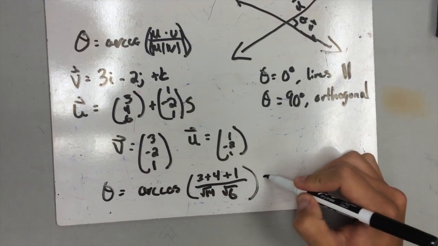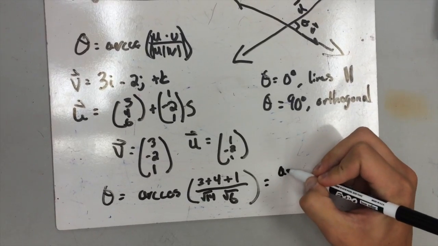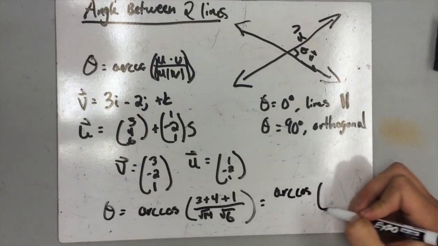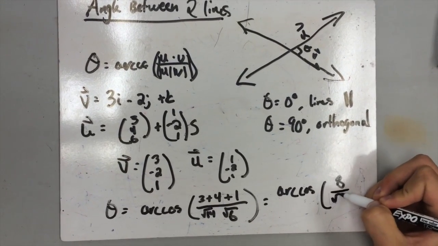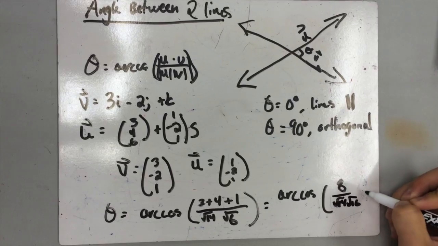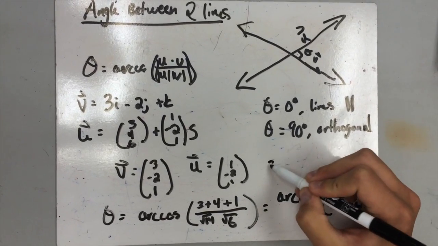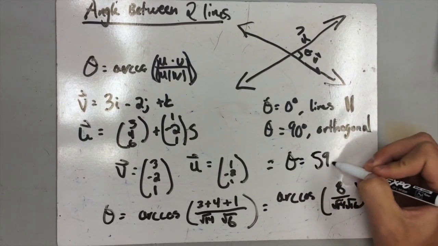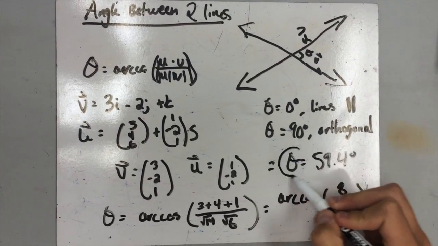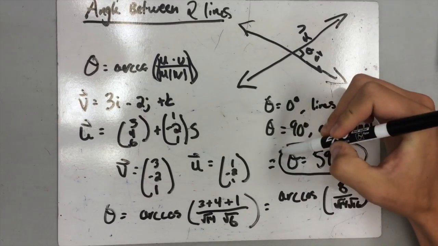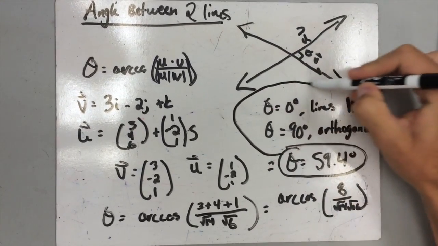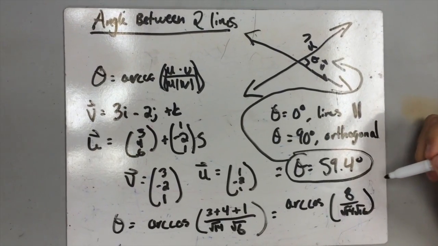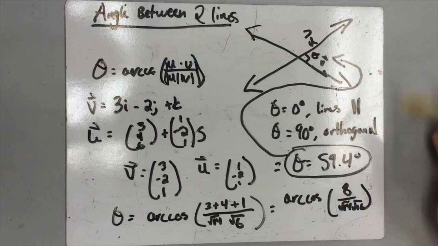Okay, so now that's going to equal the arc cosine of 8 over radical 14 radical 6, which is going to equal theta, 59.4 degrees. So we now found that the angle in between vector u and vector v is 59.4 degrees, which is going to be an acute angle.